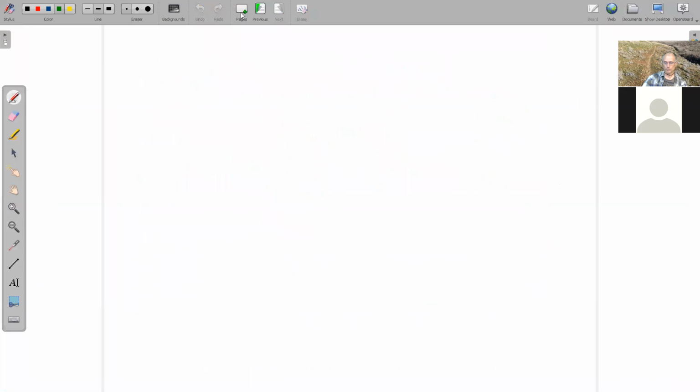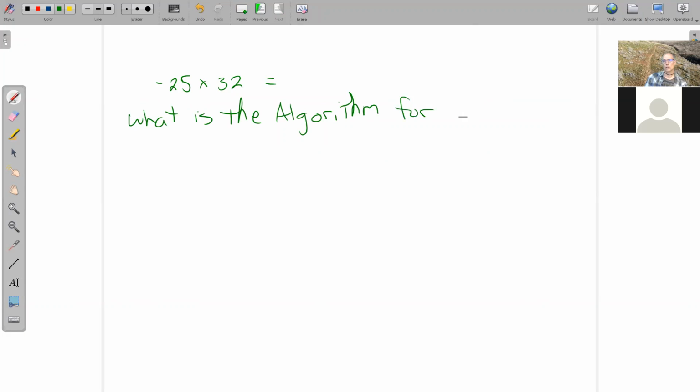So for example, if I want to figure out what is negative 25 times 32, I don't want to draw charges. I don't want to put this in the number line. I just want to come up with a way to determine what the answer is. Okay. So, and we have an algorithm for multiplication. So what is the algorithm? What are the rules? So we don't have to draw pictures, but it's built on the pictures in a sense.